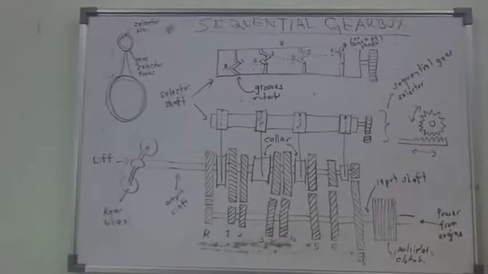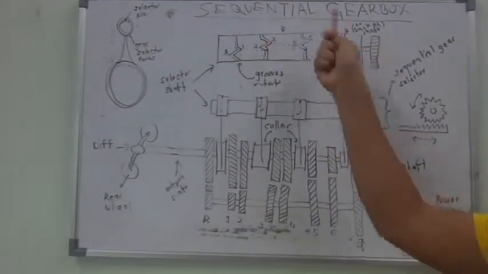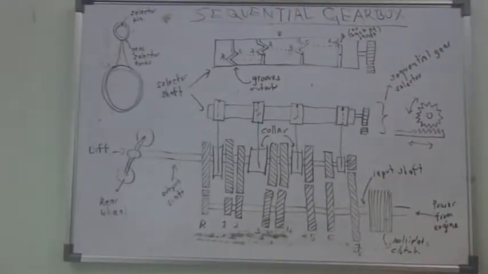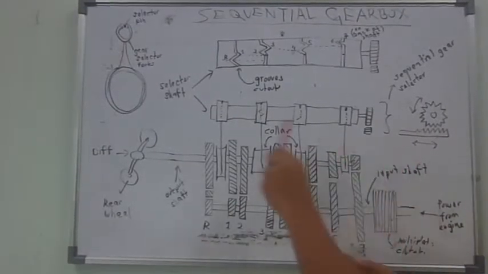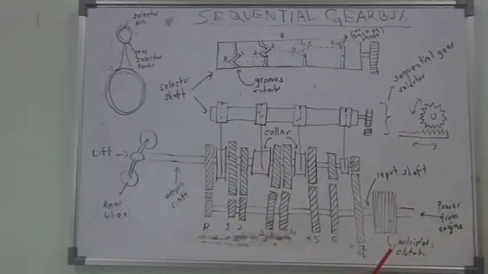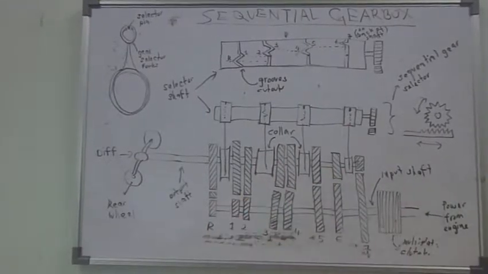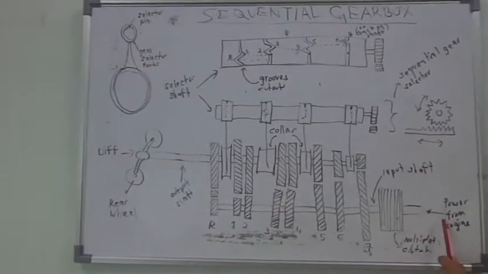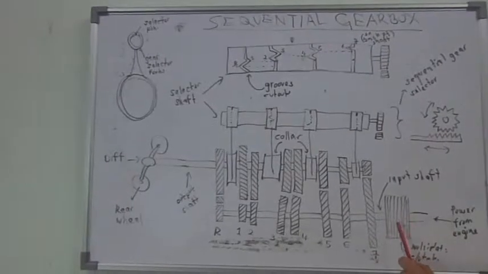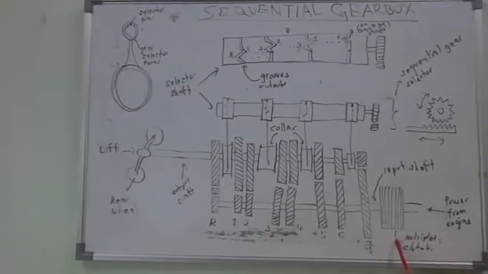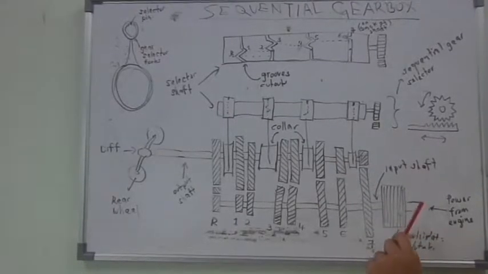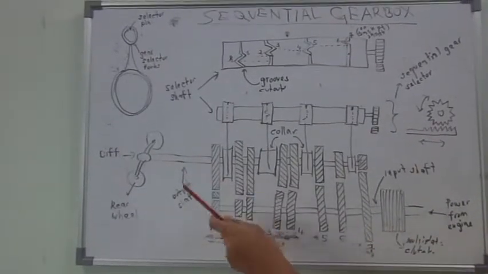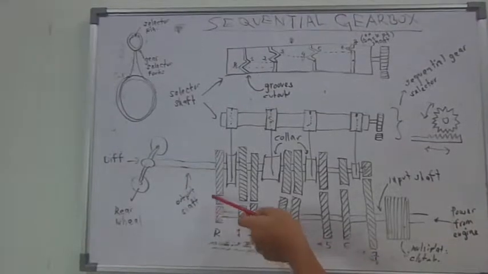Hello and welcome to today's video about the sequential gearbox, or more specifically the transmission used in the Formula 1 car. Here we can see the sequential gearbox arrangement of the gears. As we can see, the power from the engine is connected to the multi-clutch, and then the multi-clutch transfers the power to the input shaft, and the input shaft is connected to the gears, where the gears mesh together.